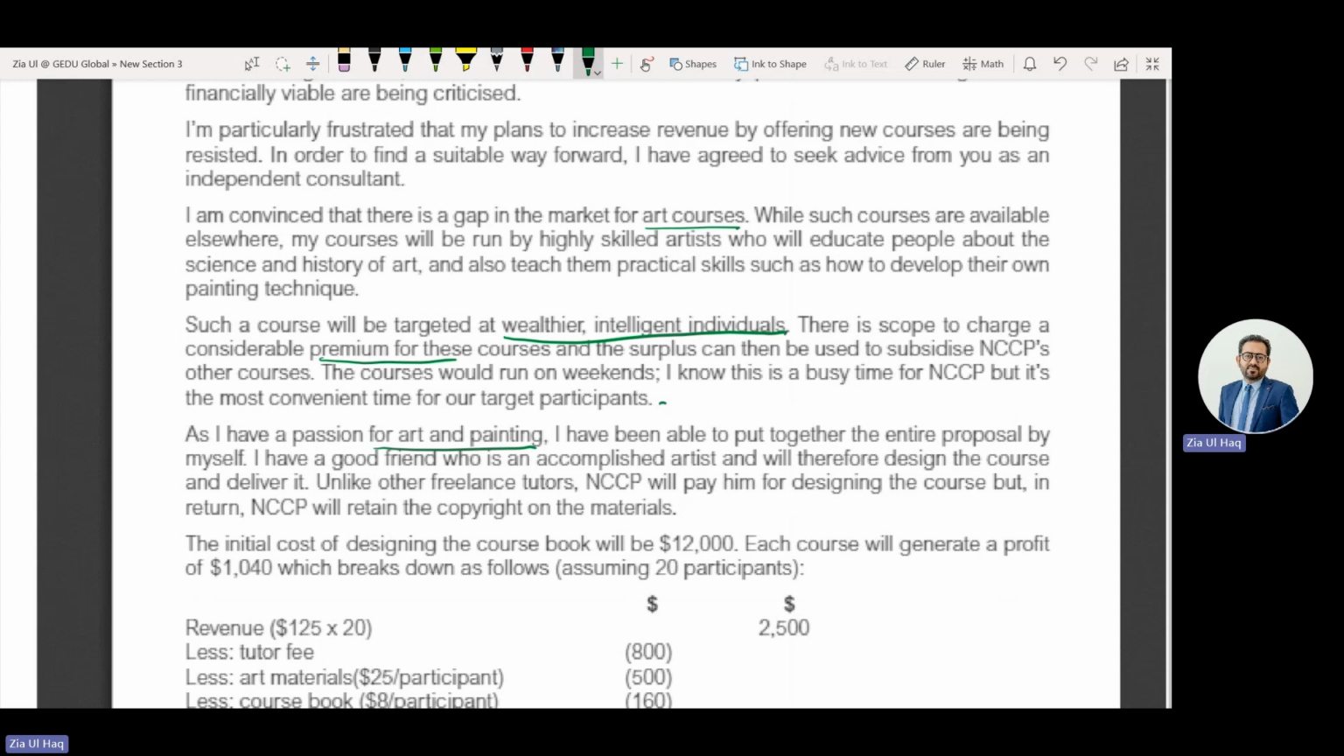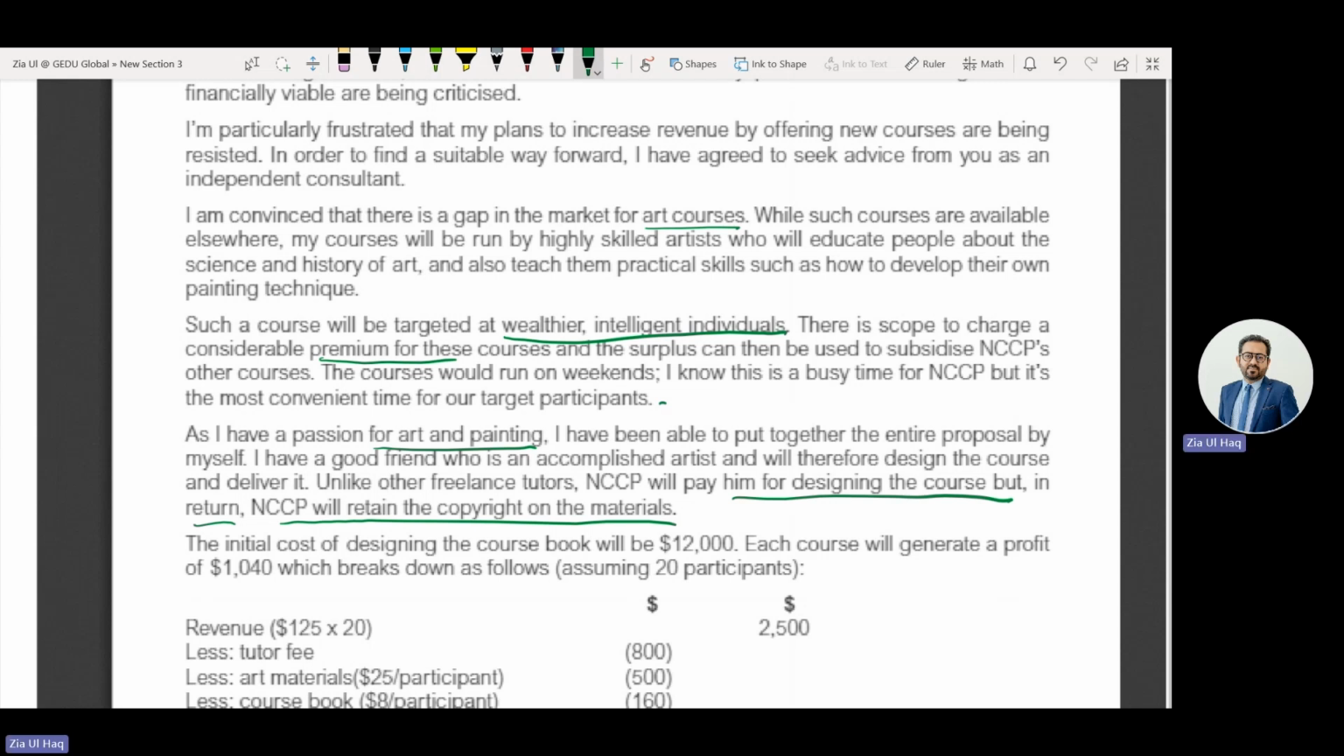Unlike other freelance tutors, NCCP will pay him for designing the course, but in return, NCCP will retain the copyright on the materials. And if you are taking work from your friend and paying him as well, there could be an issue of independence. Might be you are trying to facilitate your friend.